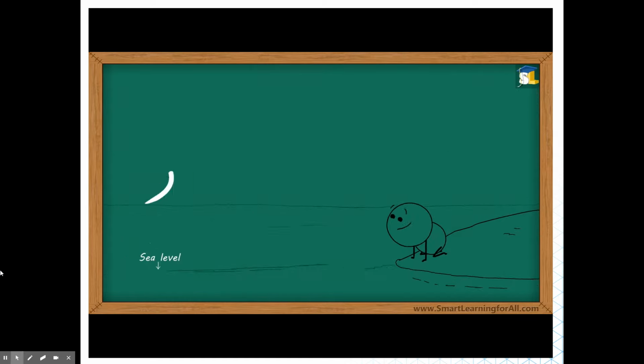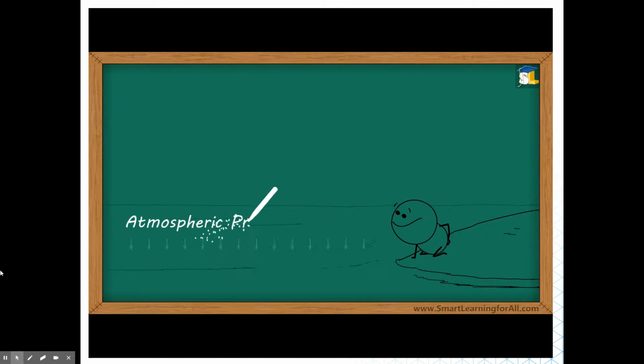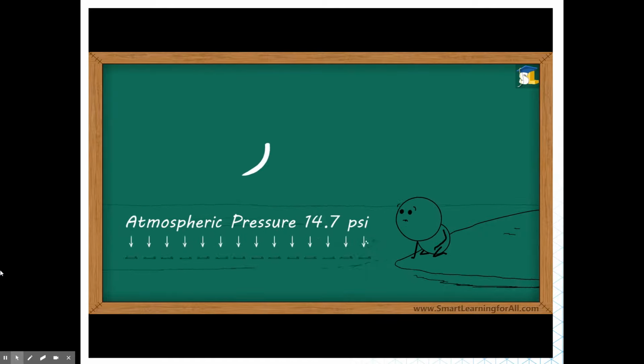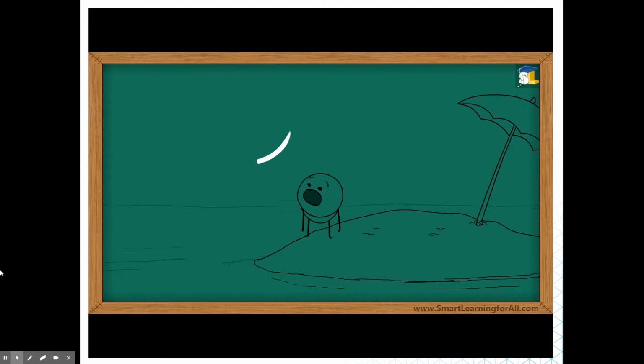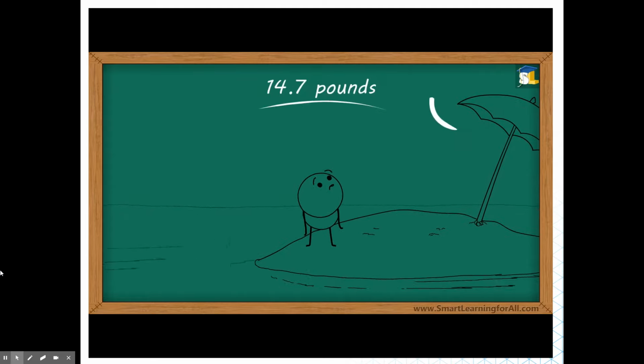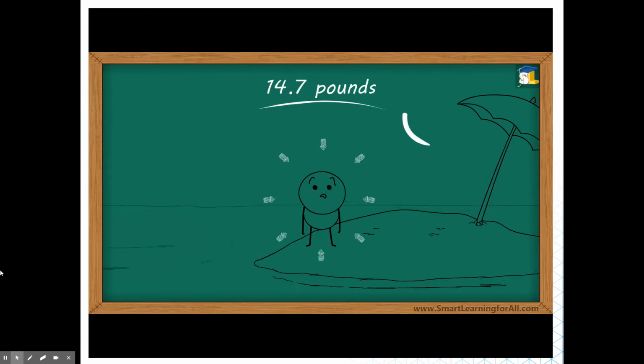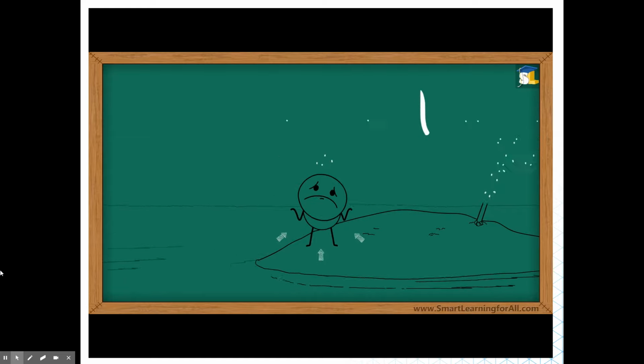At sea level, the atmospheric pressure is about 14.7 psi. This means that the atmosphere is exerting 14.7 pounds of force on every square inch of our body, which is really huge. So, why don't we feel this immense pressure?